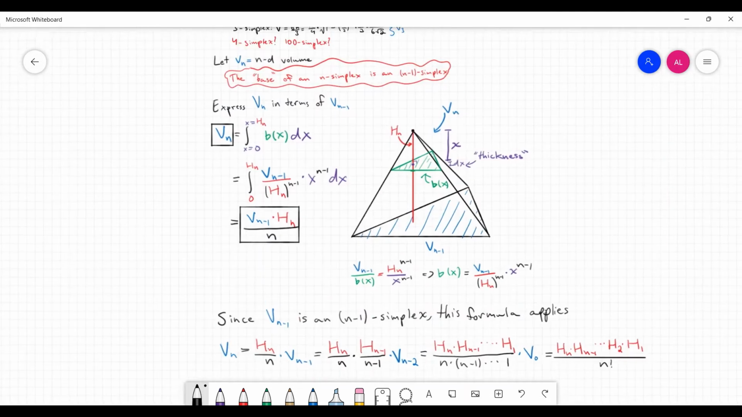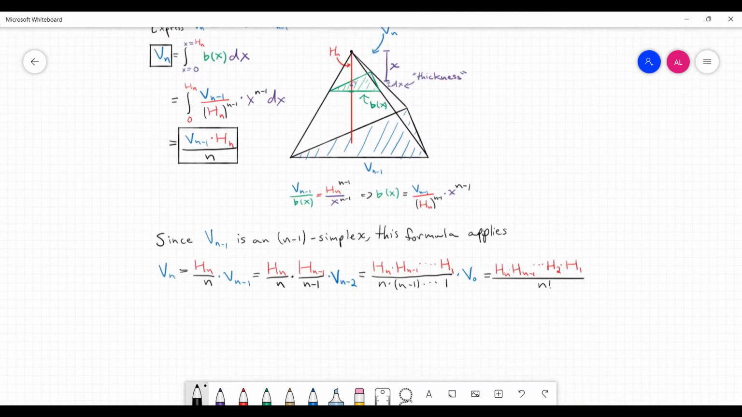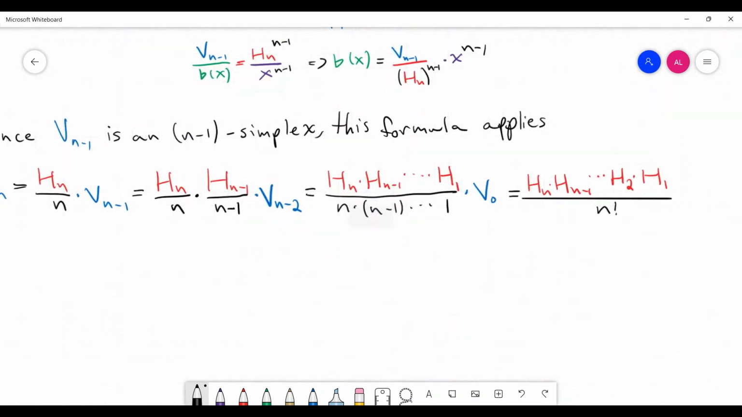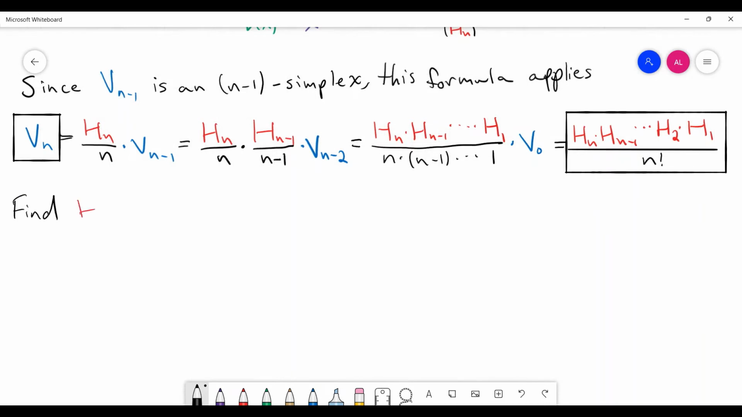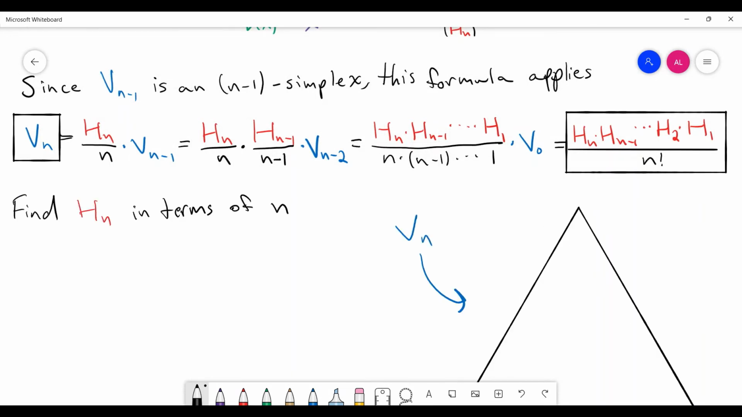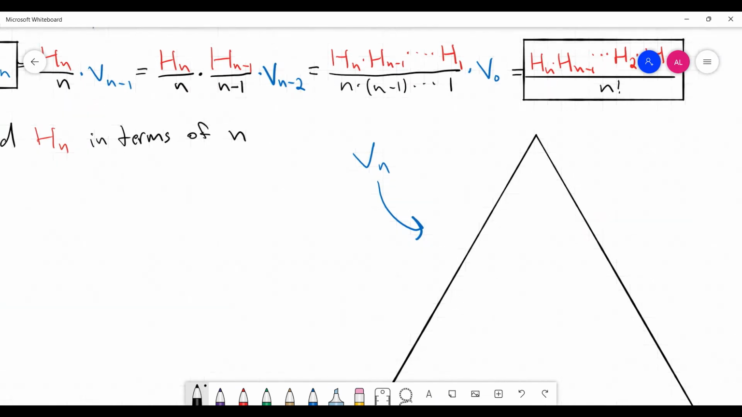Okay, so we have gotten a step closer to finding this volume in terms of n. But now our goal is to find the height in terms of n. Because when we do that, we will actually have a formula for Vn.